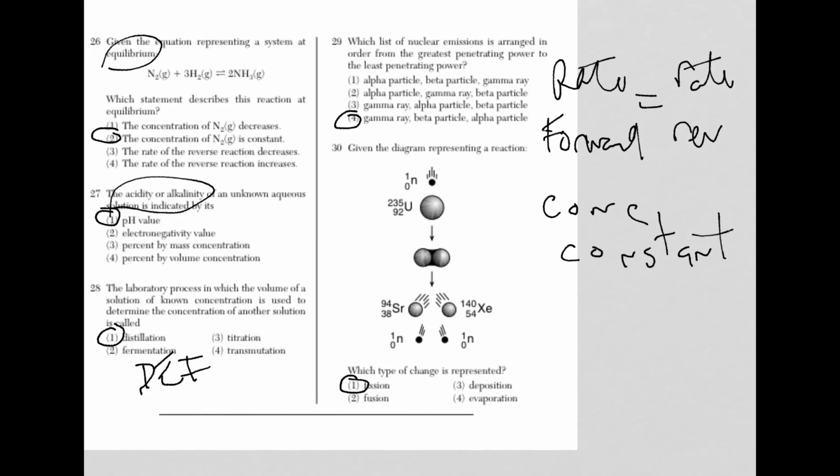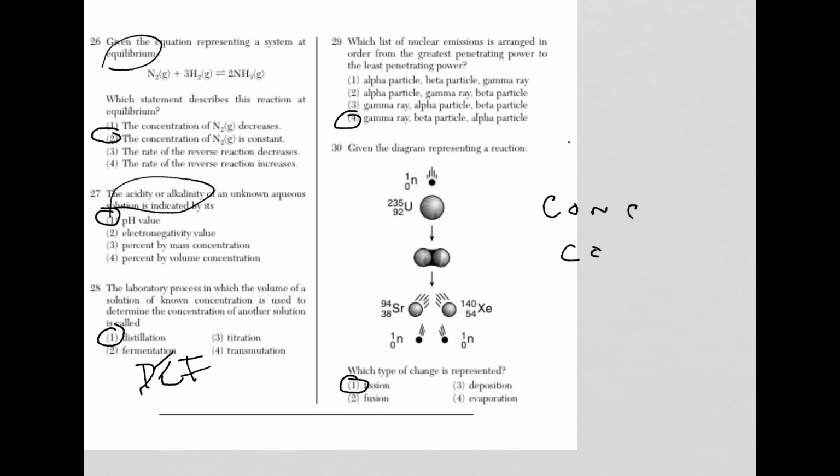Then we go to 29. You're dealing with the penetration power of the two particles and the energy that gets spit out of an unstable isotope. Gamma rays are energy. While they have the greatest penetrating power, meaning they can pretty much go through anything, they're going to do the least damage relative to beta and alpha particles.